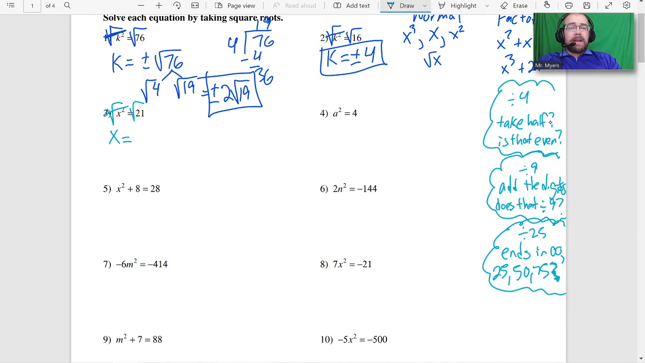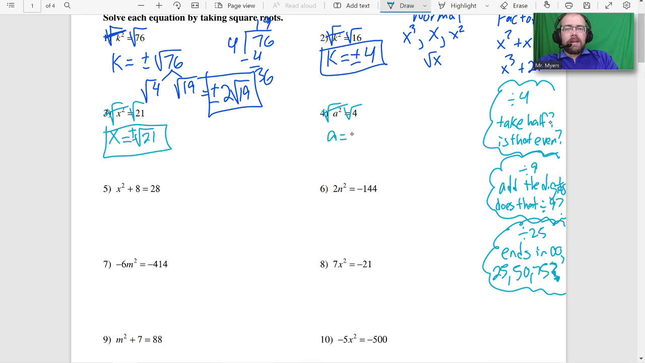And then does it divide by 9? It does divide by 3. If I add 2 and 1, I get 3. 21 divides by 3, but it does not divide by 9, because 2 plus 1 is 3, and 3 doesn't divide by 9. Okay? So we're done. Oh, and plus or minus. Almost forgot. Plus or minus square root of 21. We're done. That's it.